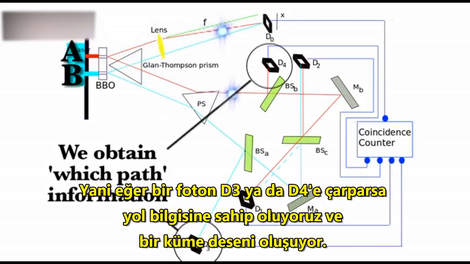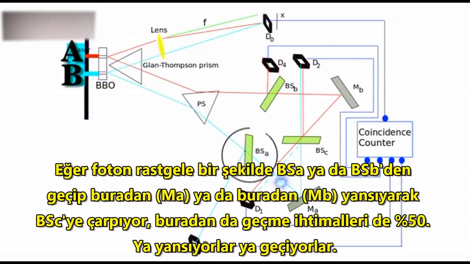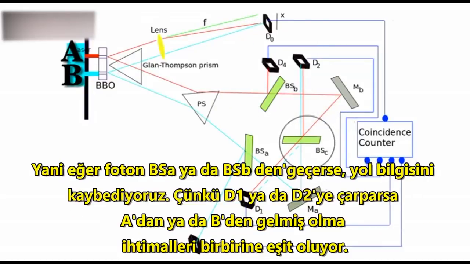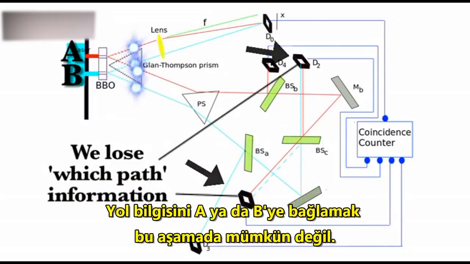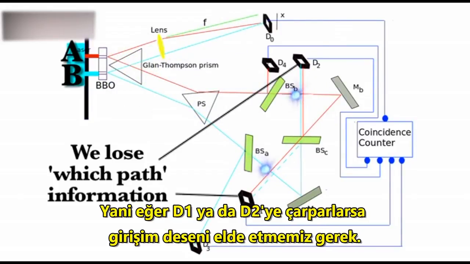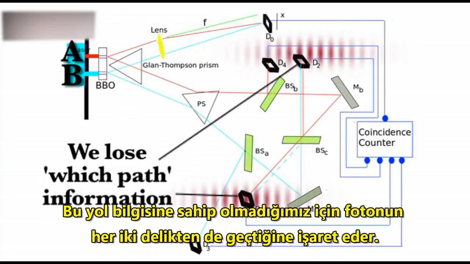So if a photon hits D3 or D4, we will know the path information it took, and we will get a clump pattern. Now if the photon randomly passes through BSA or BSB, it will either bounce off here or here, and it has a 50-50 chance of passing through BSC or bouncing off of it. So if the photon passes through BSA or BSB, we lose the path information, because if it hits D1 or D2, it could either have come from A or B. We can't ever trace the path information back to A or B. So when they hit D1 or D2, we should get an interference pattern, demonstrating the photon went through both slits, since we don't have definite path information.